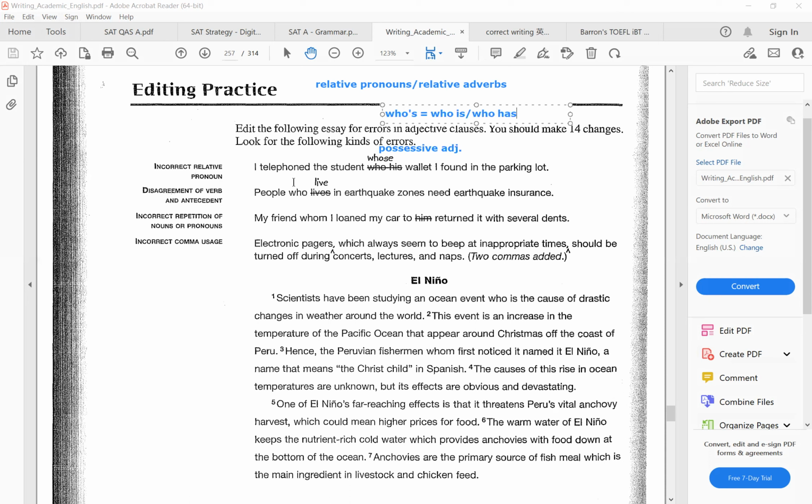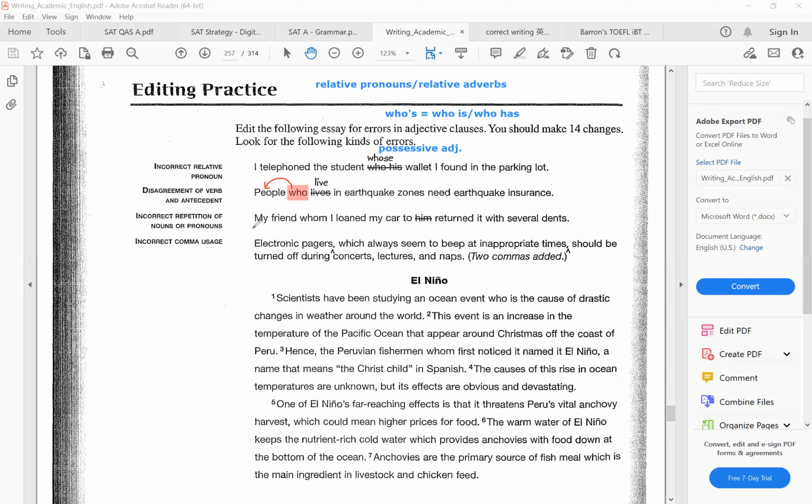So the second type of error is disagreement of verb and antecedent. So what does that mean? Whenever you see a relative pronoun, how do you know whether this relative pronoun is singular or plural? Look for the antecedent, which is the noun before. And in this case, of course, people is plural. So who is a plural pronoun? And that means your verb inside the adjective clause has to be plural as well.